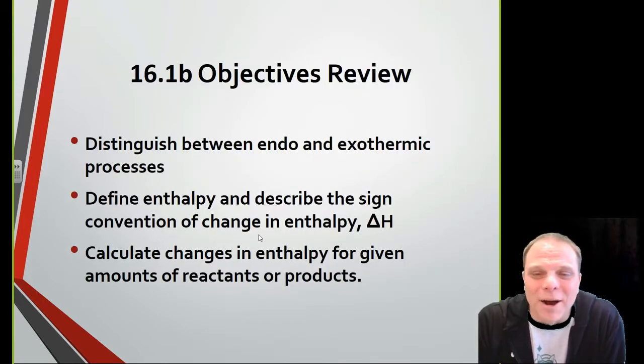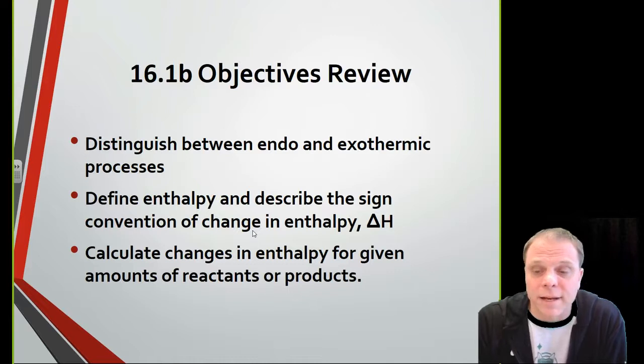All right, so our objectives. Let's see if we can do what we set out to do. Can we now distinguish between endothermic and exothermic processes? Yeah, we've identified a few of those. We know enthalpy has to do with heat. It's about the overall amount of heat energy given off or absorbed in a reaction. And we know that a negative sign for delta H means an exothermic reaction. A positive sign is an endothermic.